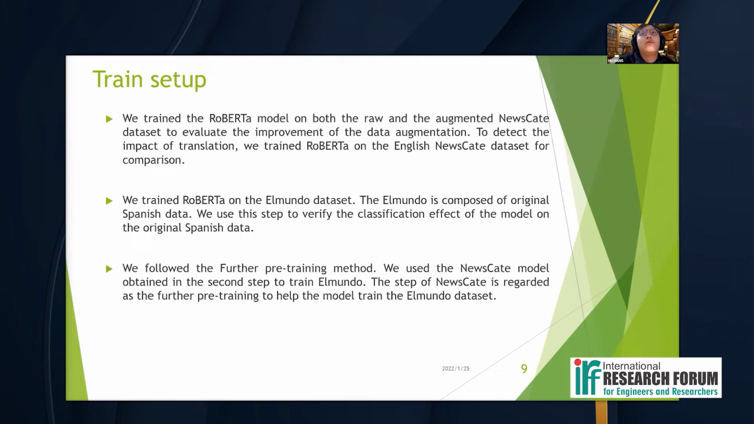Secondly, we trained RoBERTa on the El Mundo dataset. Although the amount of data in the El Mundo dataset is relatively small, it is composed of original Spanish data. We use this step to verify the classification effects of the model on the original Spanish data. And finally, we followed the further pre-training method mentioned in the paper, How to Fine-Tune BERT for Text Classification. We use the Newsgate model, obtained in the first step, to train on El Mundo.